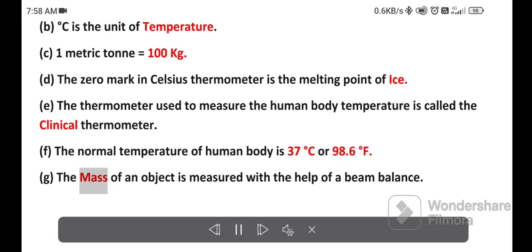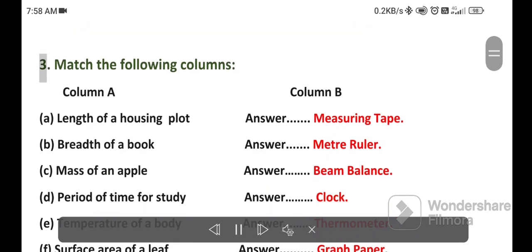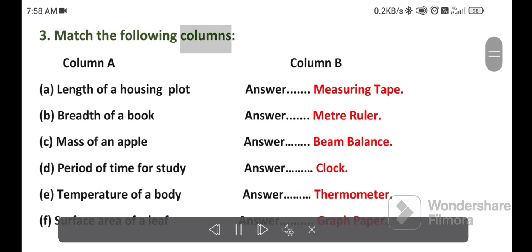G. The mass of an object is measured with the help of a beam balance. 3. Match the following columns. Column A, column B. A. Length of a housing plot.